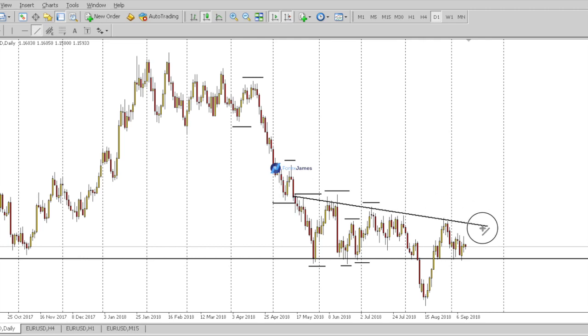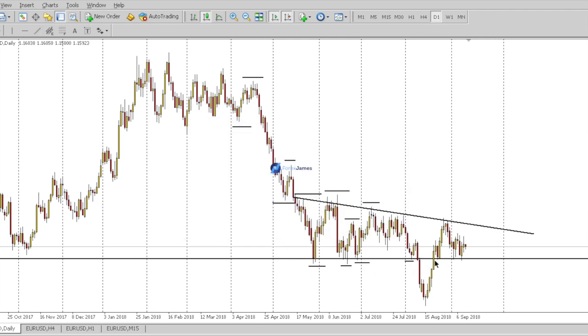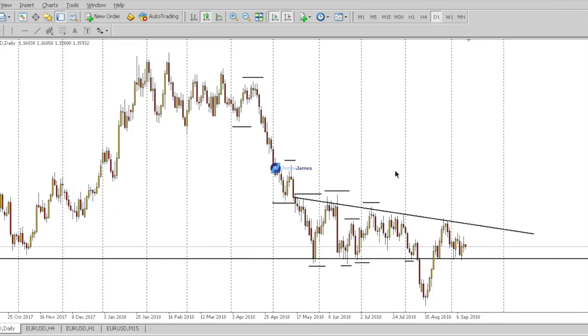In this case, the range looks like a descending triangle. Remember that the range will eventually get broken. The support level here will not hold forever. And when there's enough orders piling on the other side, usually the market will just go through it, like what happened here. The market always alternates between the phases.